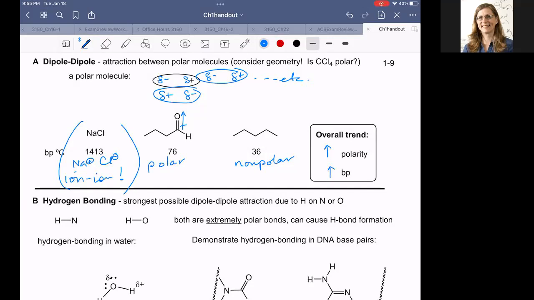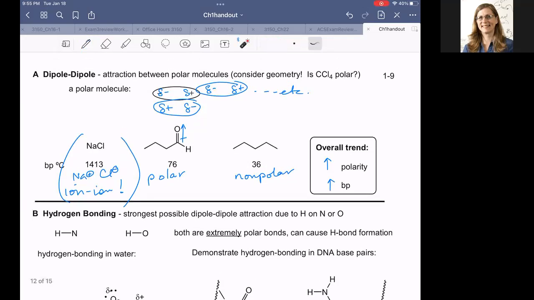Actually, I did skip one thing here. Remember, when we're thinking about a polar molecule, we do have to consider geometry to determine whether or not the molecule is polar. So let's think about CCl4, carbon tetrachloride. What do you think the shape of that molecule is? What hybridization does that central carbon have? If it has 4 chlorine atoms, 4 regions of electron density, we know that's going to be sp3 hybridized. So it'll be tetrahedral.